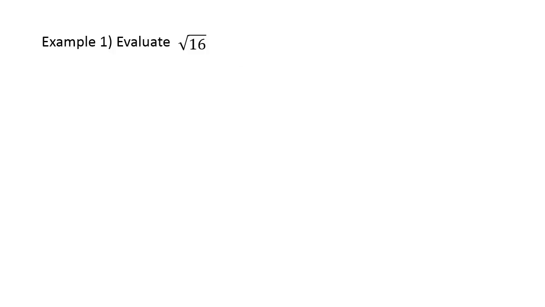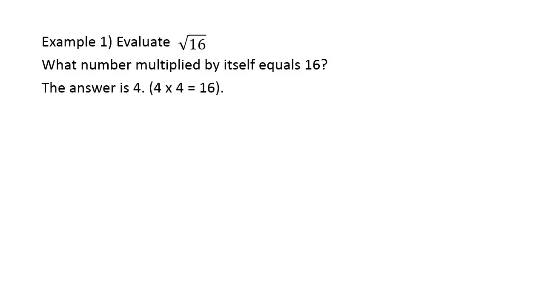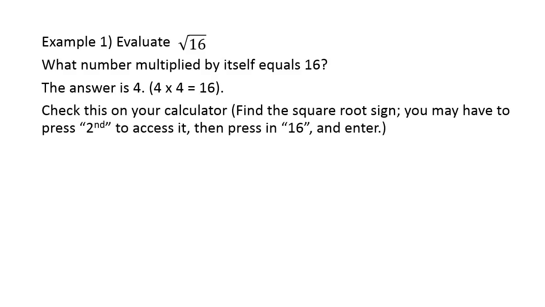Example 1. Evaluate square root of 16. So what number multiplied by itself equals 16? The answer is 4. 4 times 4 is 16. Check this on your calculator. Find the square root sign. You may have to press second to access it, then press in 16 and enter.